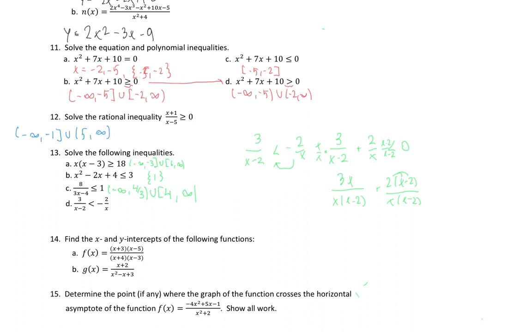I can distribute that and make this into 2x minus 4. And now when I add these together, we get 5x minus 4 over x times x minus 2 is going to be less than 0. So I'll set my bottom equal to 0. So I'll get x equals 0 and x equals 2 from saying those equal to 0. And I'll set my top equal to 0. So 5x minus 4 is 0. So 5x would be 4. x would be 4/5.